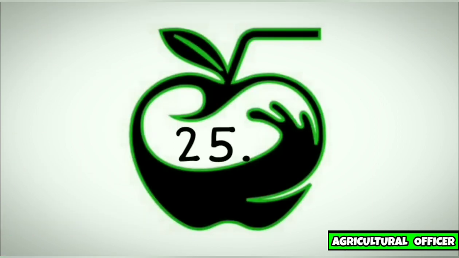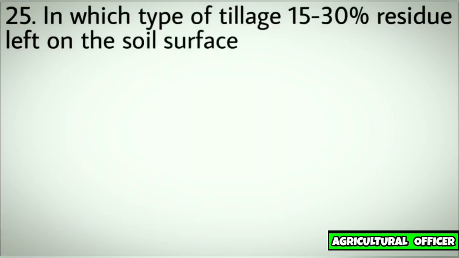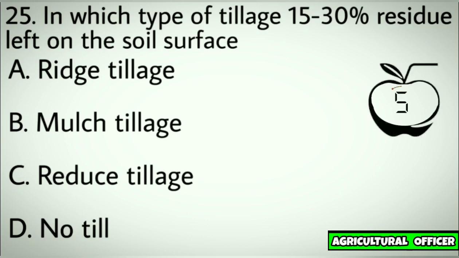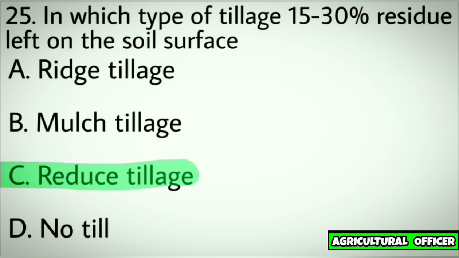Question number 25. In which type of tillage is 15 to 30% residue left on the soil surface? Options A. Ridge tillage, B. Mulch tillage, C. Reduced tillage, D. No-till. Correct answer C. Reduced tillage.